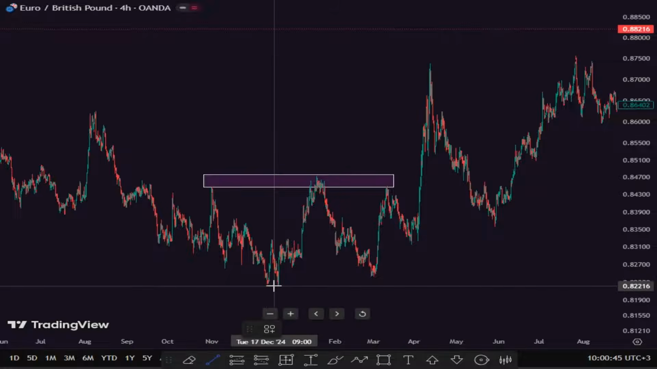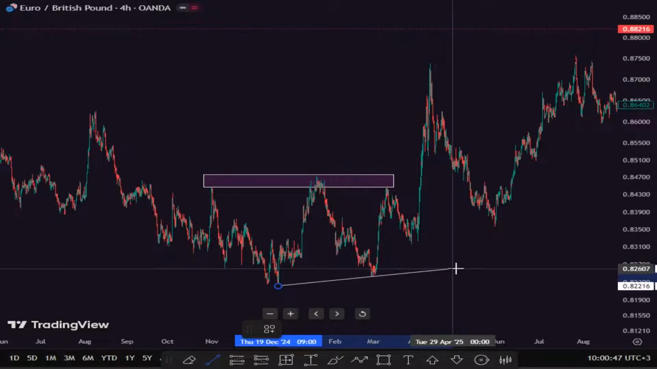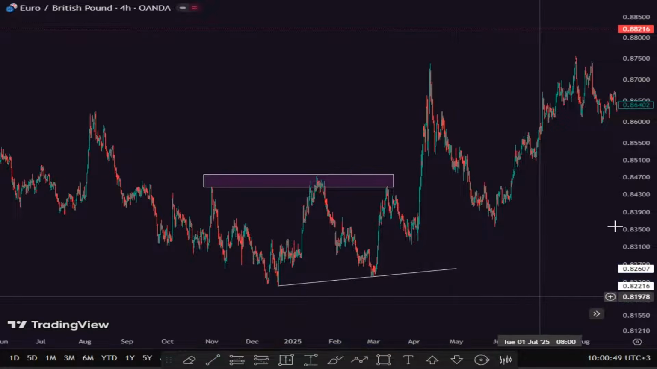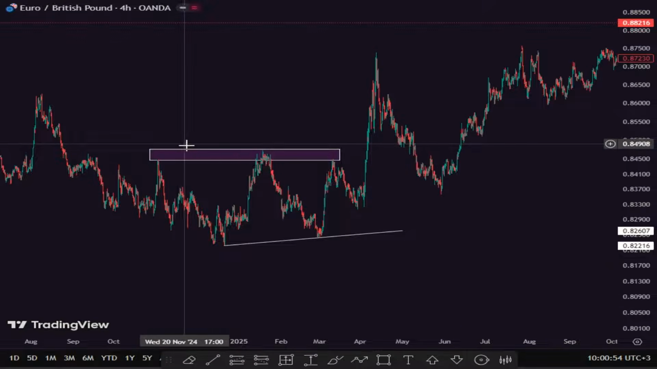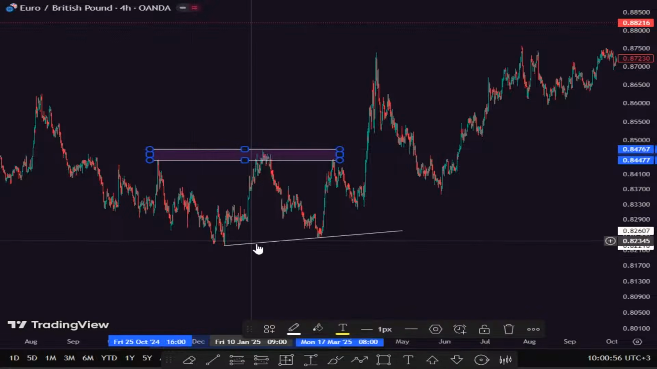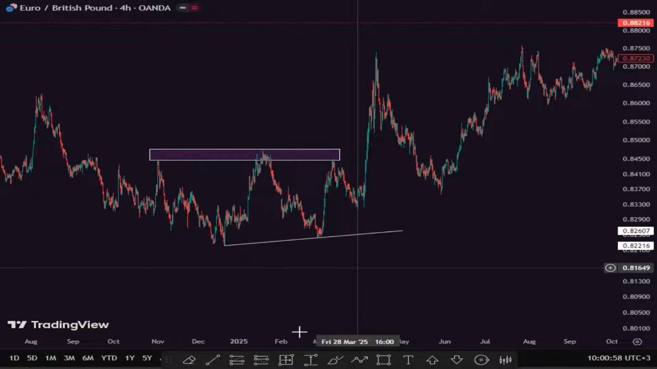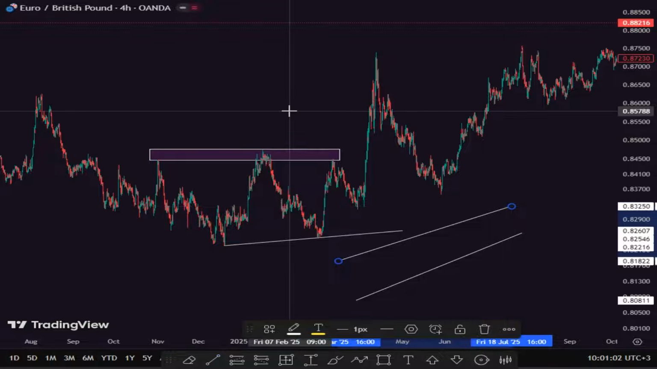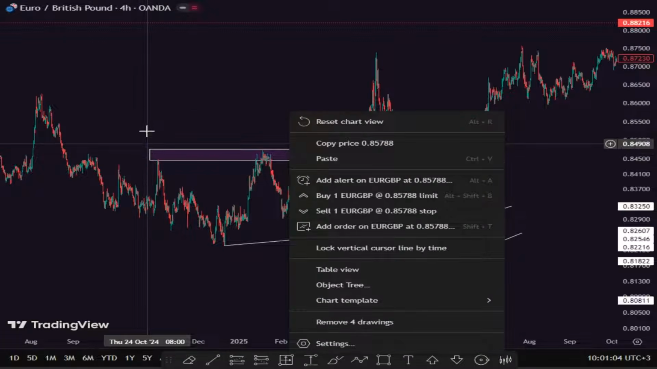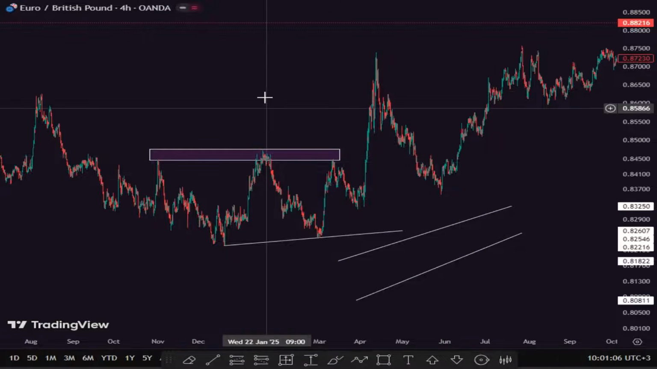Here you can have 1, 2, but price never gave us the third. Over here we call it a supply zone, and over here we call it a demand zone. It's the same thing we used when drawing trend lines, 3 touches, but this time we are moving horizontally.